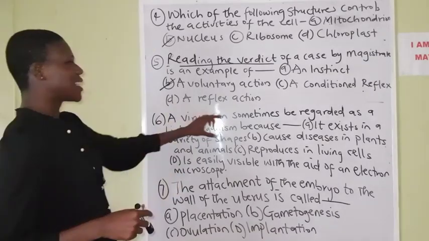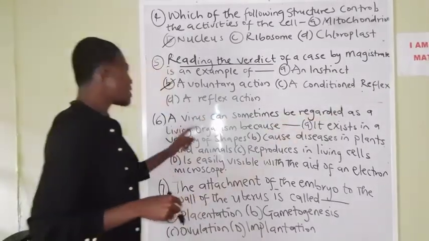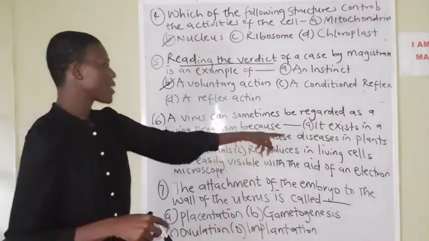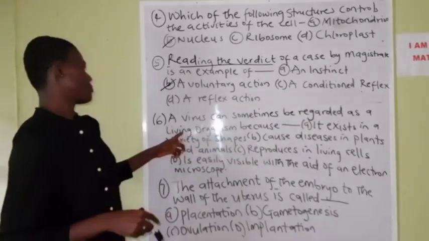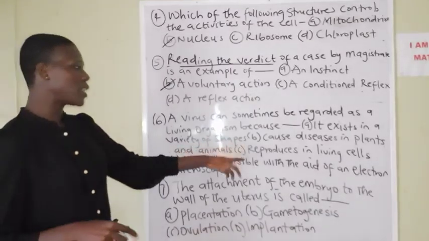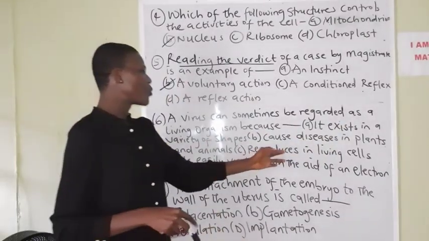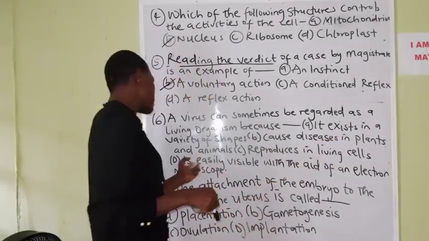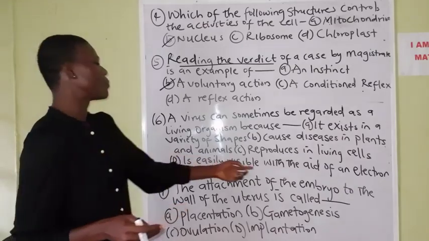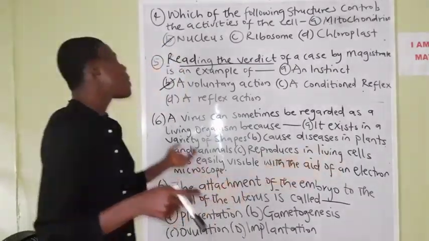The next question says, a virus can sometimes be regarded as a living organism because A, it exists in a variety of shapes. B, it causes diseases in plants and animals. C, it reproduces in living cells. D, it is easily visible with the aid of an electron microscope.